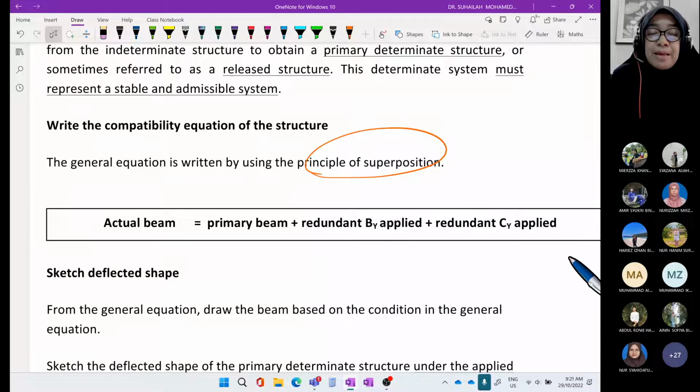It is: actual beam equals primary beam plus redundant number 1, redundant BY applied, plus redundant number 2, redundant CY applied. We put redundant BY applied and redundant CY applied; BY and CY we apply as applied loads on the cantilever beam. In this case, this is the cantilever beam.